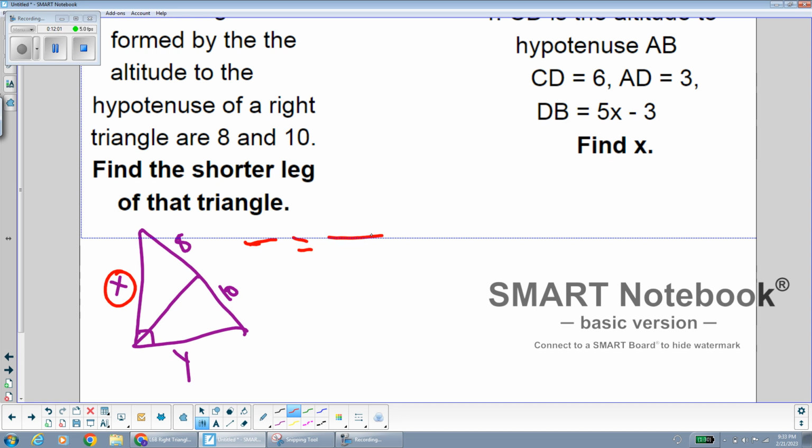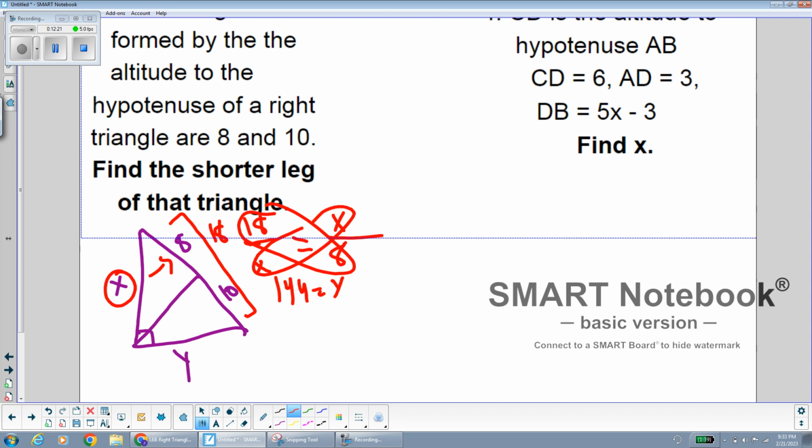So the leg rule says that the leg is the mean proportional between the whole hypotenuse and the part of the hypotenuse directly below that leg. Let me cross multiply. 18 times 8 is 144. So this leg over here is 12.